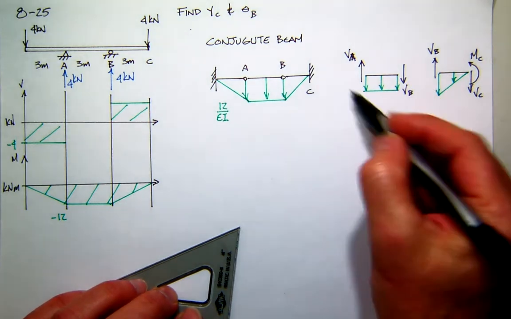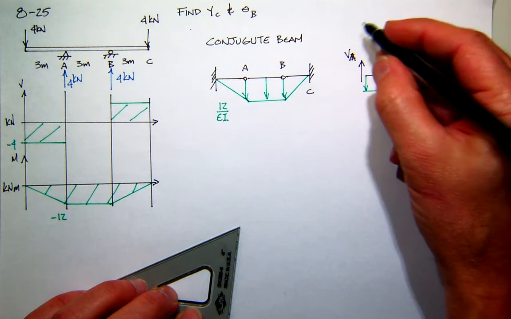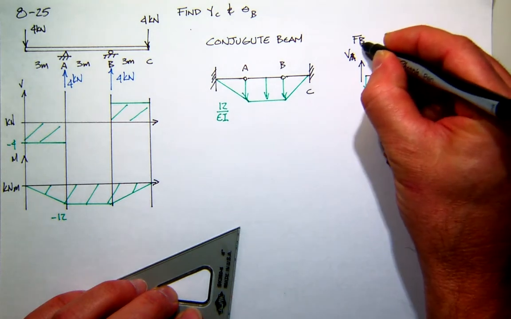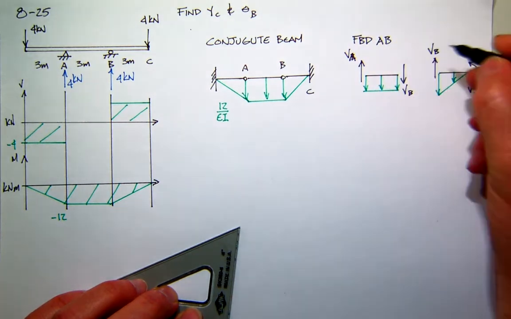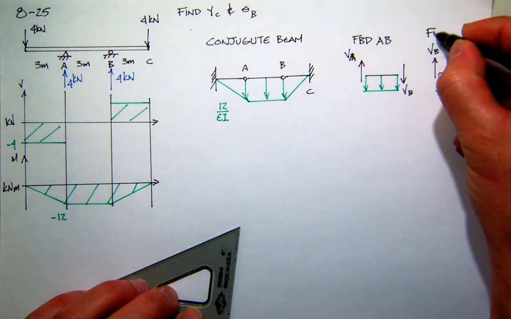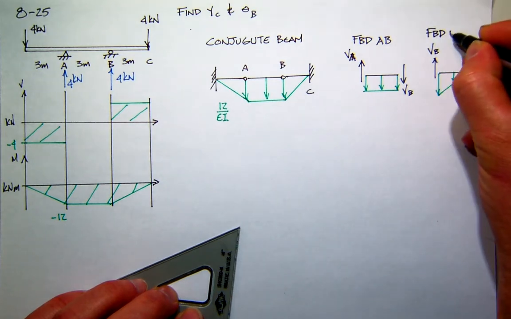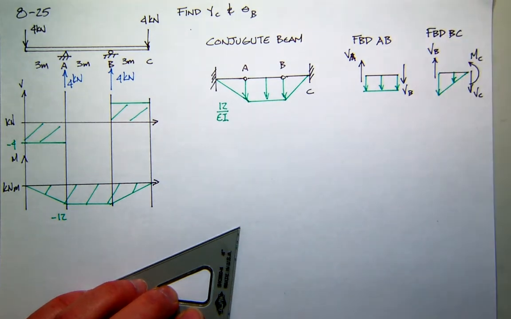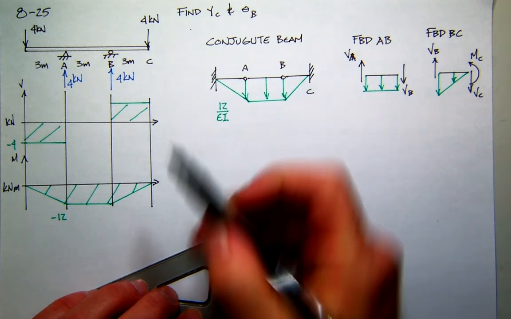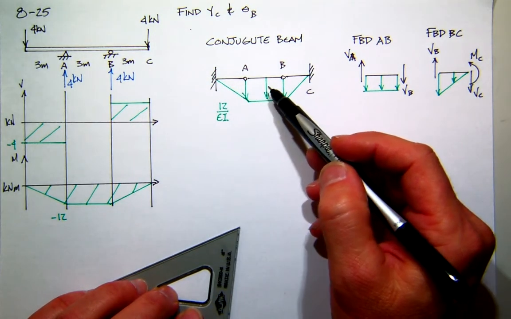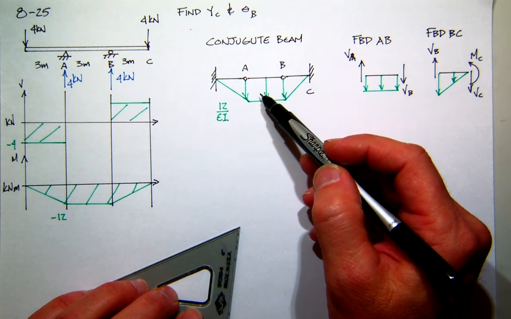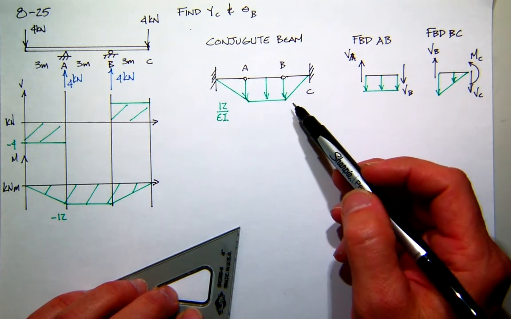So we'll start with this free body first. This was the free body diagram from A to B, and this was the free body diagram from B to C. Everybody see that? That's really the core of the problem. Once you do the actual conjugate beam here, for me that's about a third to half the work. Then after that, this is just a statics problem.